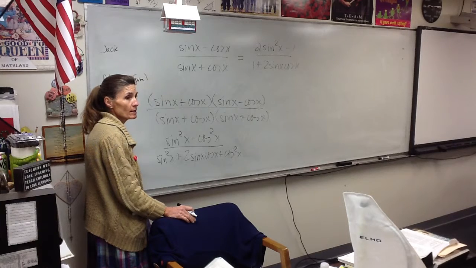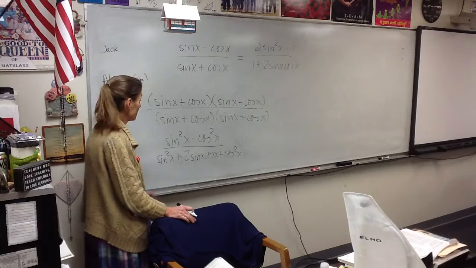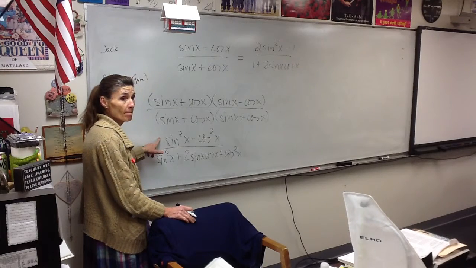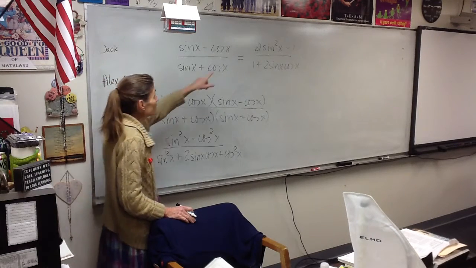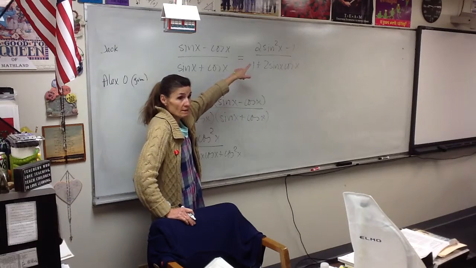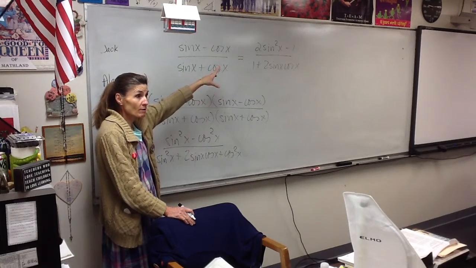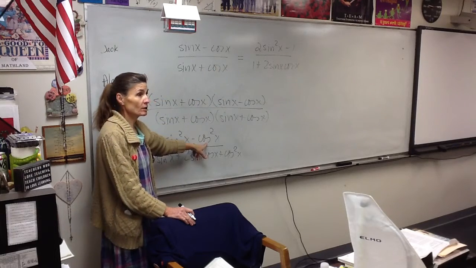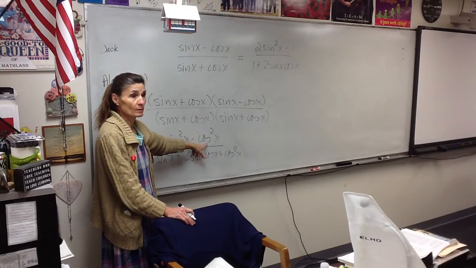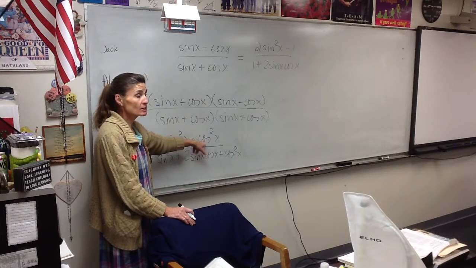Anything strike you? The top. What about the top? Well, look at the top. There's no cosines up there, right, in the numerator? So what can I do with a cosine squared? Replace it with 1 minus sine squared. Isn't cosine squared the same as 1 minus sine squared?